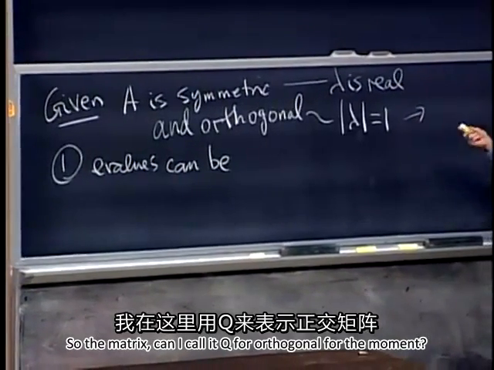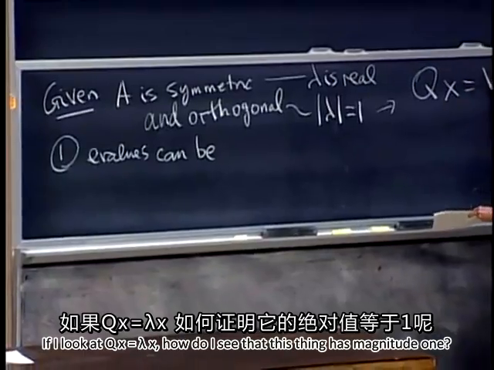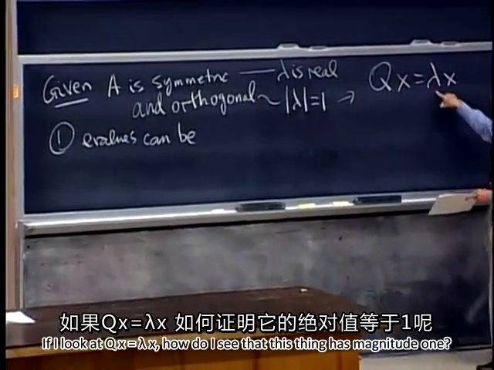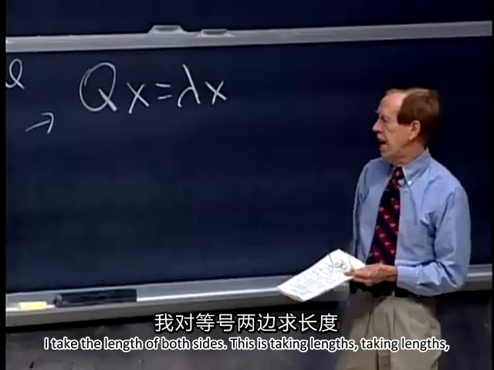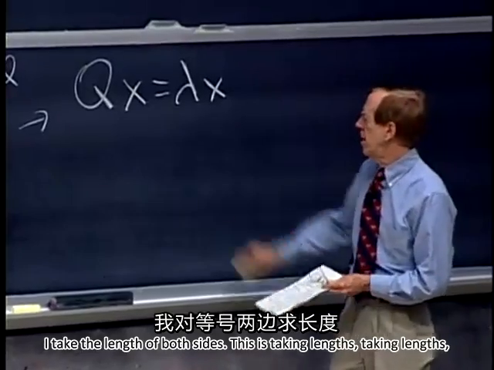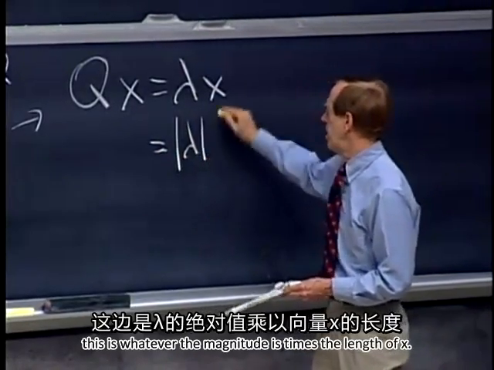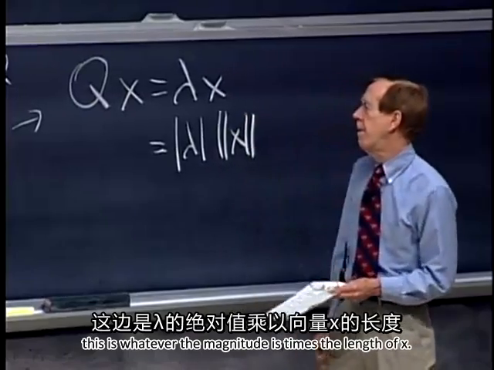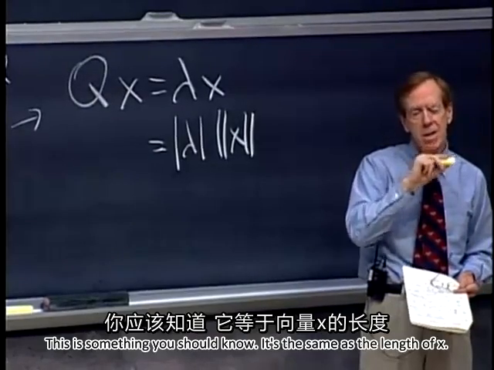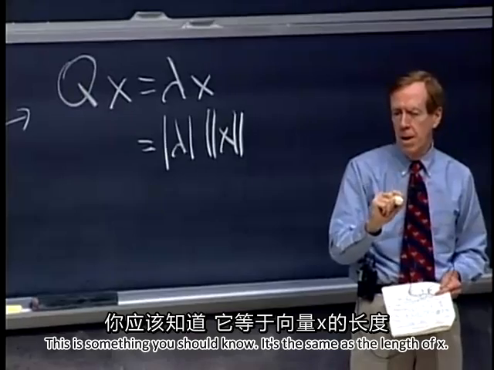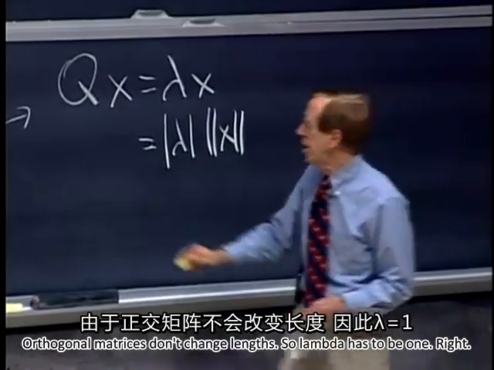So the matrix, let's call it Q for orthogonal for the moment. If I look at Qx equals lambda x, how do I see that this thing has magnitude 1? I take the length of both sides. This is whatever the magnitude is times the length of x. And what's the length of Qx if Q is an orthogonal matrix? This is something you should know. It's the same as the length of x. Orthogonal matrices don't change lengths.